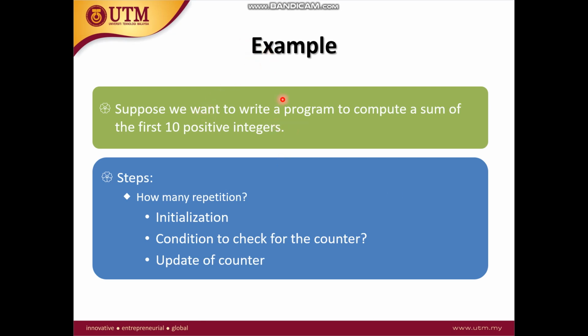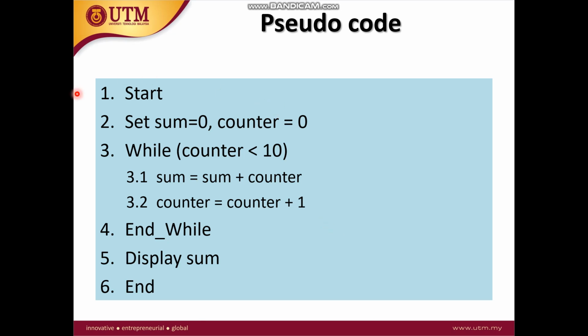Okay, here we have an example. Suppose we want to write a program to compute the sum of the first 10 positive numbers. So how many repetitions do we have? We are going to initialize something, a condition to check the counter, and update the counter. So we are going to use the counter. We are having the starting point, or the start terminal, of the pseudo code or flowchart. So at the beginning we are going to talk about solving this example using pseudo code.